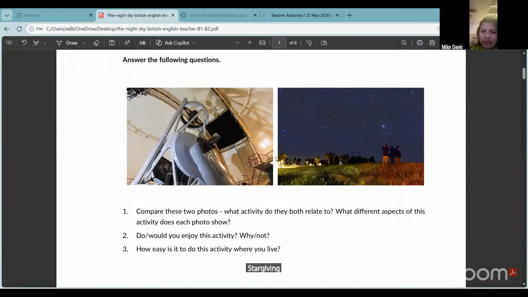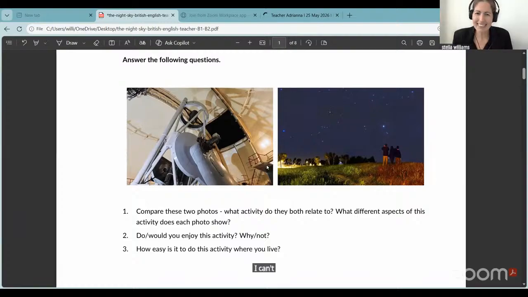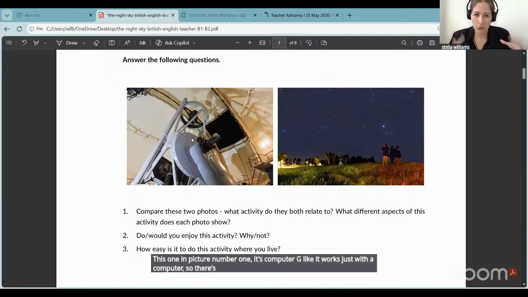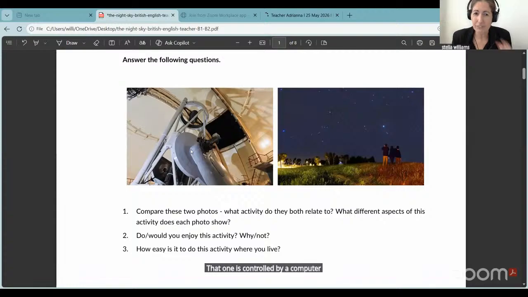Stargazing. Right, stargazing, yes. Good. If we look at this massive, obviously very complicated telescope, this one in picture number 1 works just with a computer, so there's no man involved there. That one is controlled by a computer in the first picture. So it can move on its own and everything's done via computer, okay?